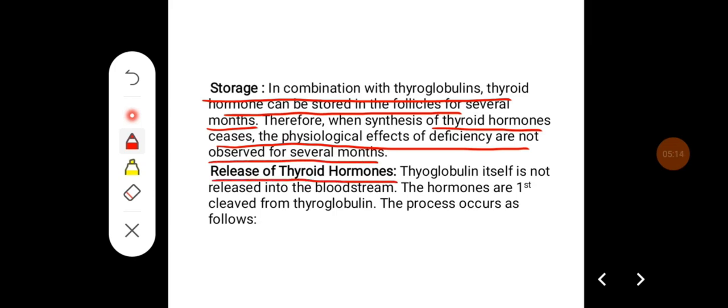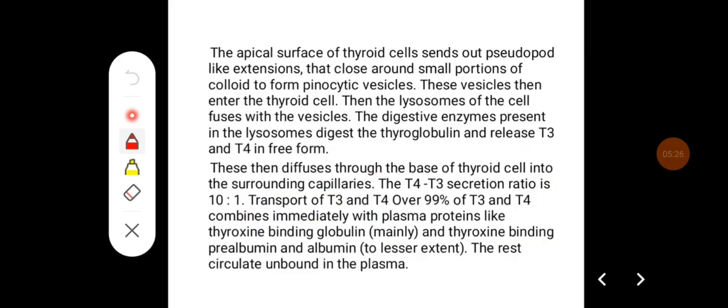Release of thyroid hormones. Thyroglobulin itself is not released into the bloodstream. The hormones are first cleaved from thyroglobulin. The process occurs as follows. The apical surface of the thyroid cells sends out pseudopod-like extensions that close around a small portion of colloid to form pinocytotic vesicles. These vesicles then enter the thyroid cell.